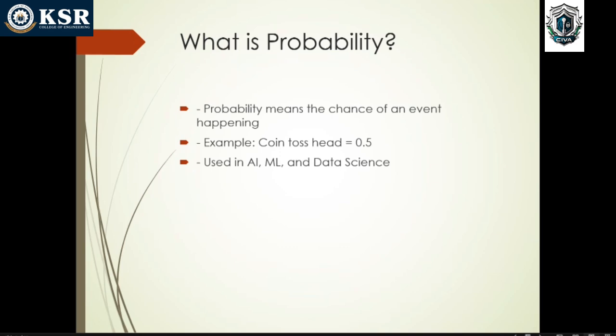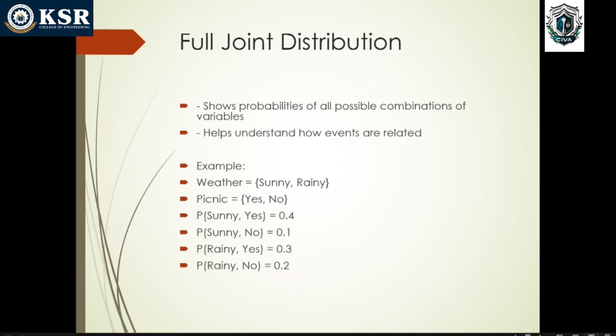Now we go to today's topic, full joint distribution. What does full joint distribution mean? It shows all the combinations of events. Let's consider two events, weather and picnic. It is in tabular format, and that table holds all the possible outcomes for the given events. All the possibilities and chances for the given events.